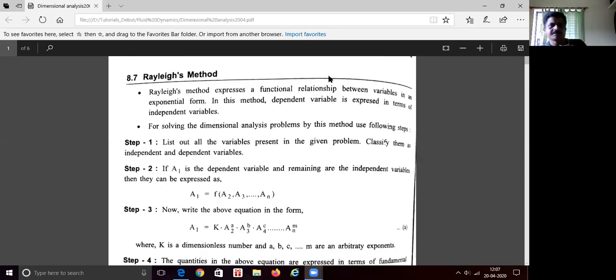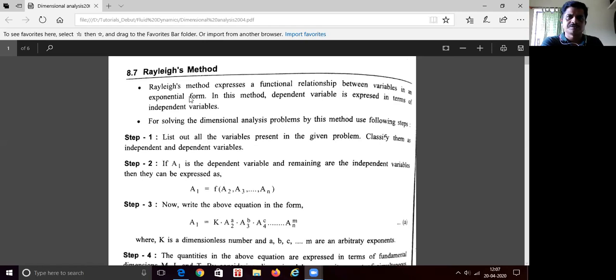Good afternoon, everybody. So let us start this session. That is the third module of fluid mechanics. Last class I told we would discuss Rayleigh's method. In Rayleigh's method, some steps are given here.